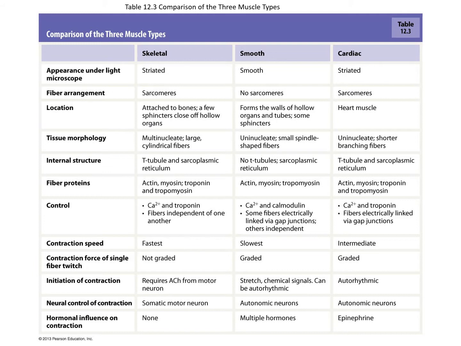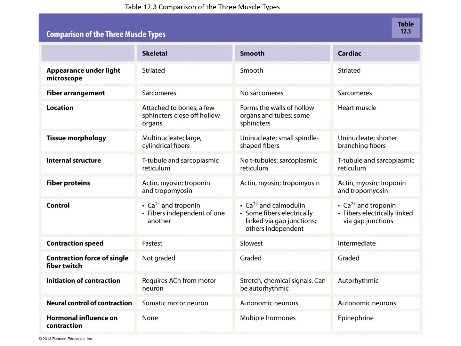This is an excellent chart that shows the similarities and differences between skeletal, smooth, and cardiac muscle. It's great to go through to understand all of this, but I want you to focus on the control row. Control for skeletal muscle happens via calcium and troponin. Remember that calcium will bind to troponin, allowing tropomyosin to move. This will allow the myosin heads to bind to actin and cause contraction. It is also important to remember that skeletal muscle fibers are independent of one another. So not all fibers in an actual skeletal muscle contract, just those that are part of the motor unit that was activated.